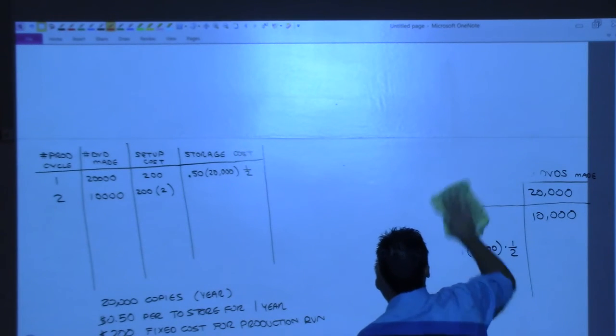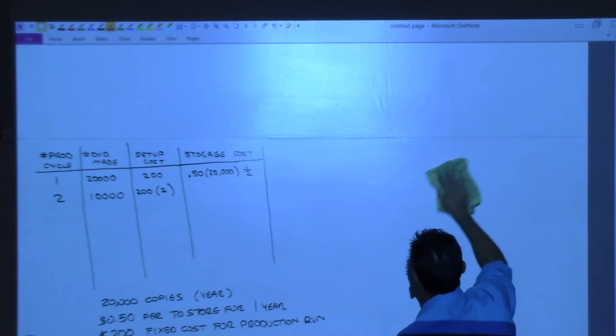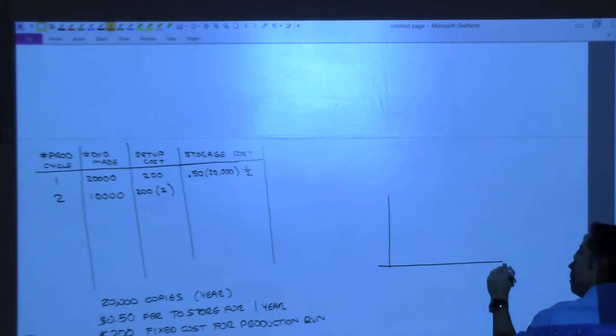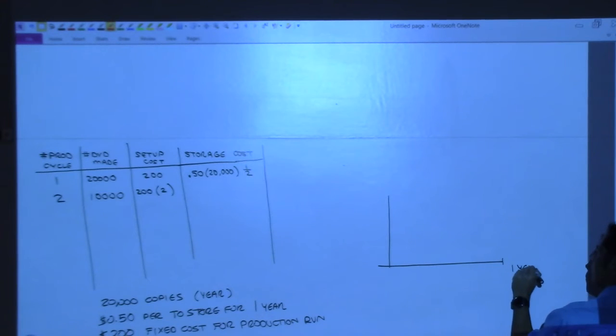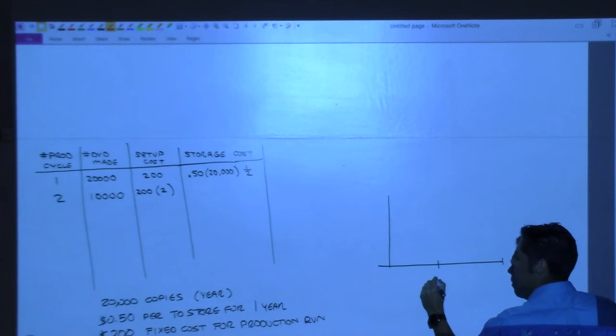So I'm going to draw you a picture of the storage cost. You ready? Draw another picture over here. Here's 1 year again. I'm going to run 2 production cycles. So this is going to be, what, 6 months, let's say?